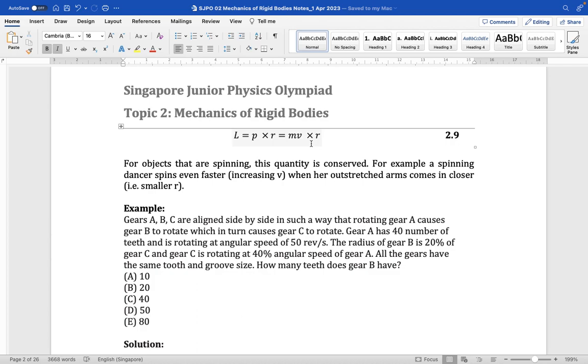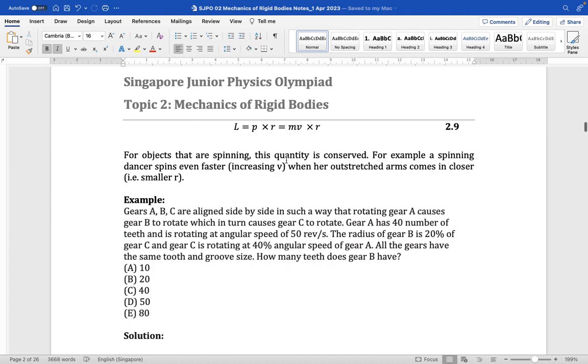This symbol might be new to you. Just take note that it is a multiplication. But the purpose of us introducing cross product is to show you that the direction is in the third axis. For example, if your v is in your x-axis and r is in your y-axis, the resulting angular momentum will be in the z-axis. That is what is meant by this cross product.